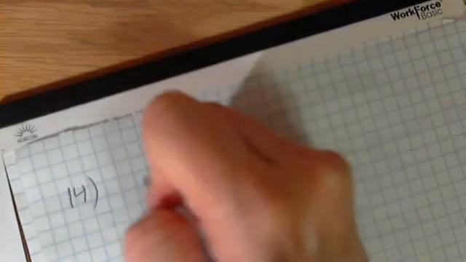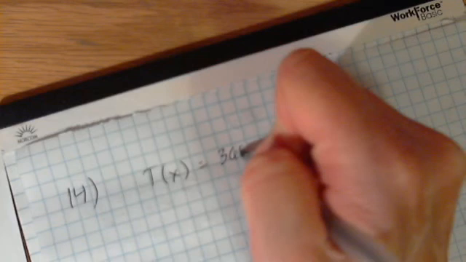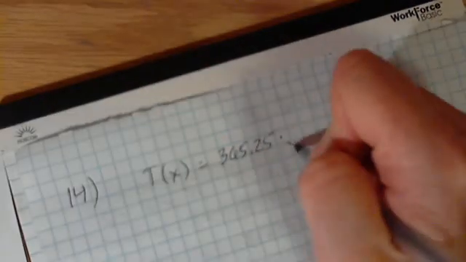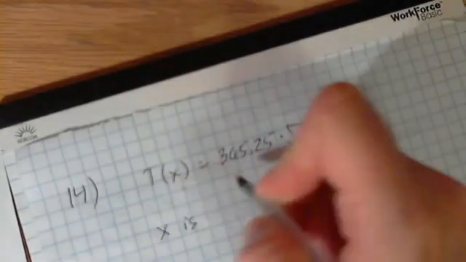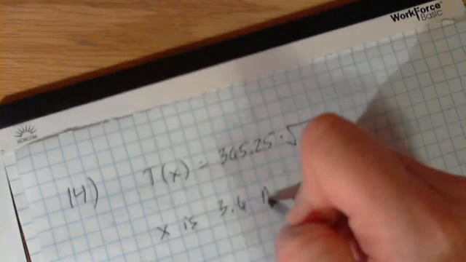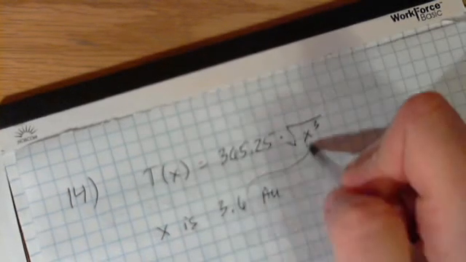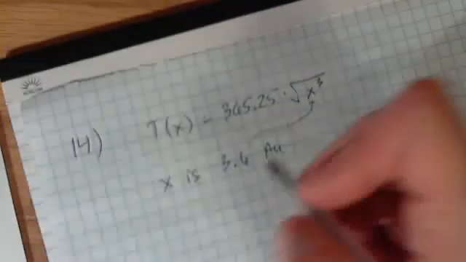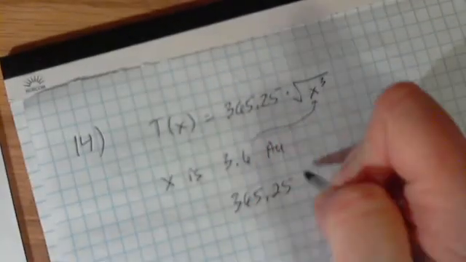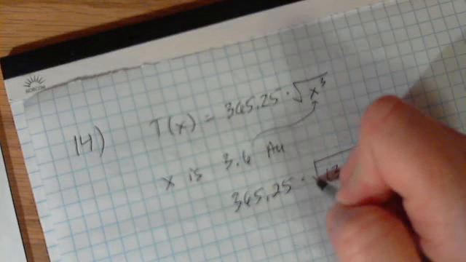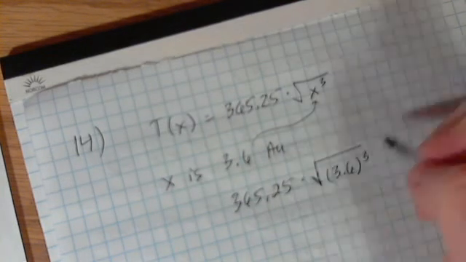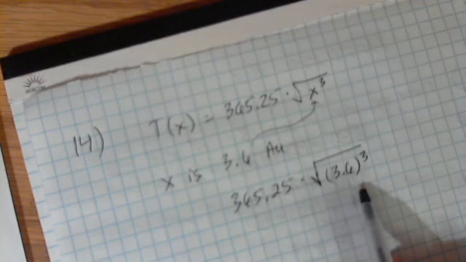Since it's hard to see from your vantage point, I'm going to rewrite it on my graph paper. So again, this is problem 14. Here's our function, T of x equals 365.25 times the square root of x cubed. And we know that x is 3.6 AUs, and that's what I'm going to put in right here. And this is really just a calculator problem. 365.25 times the square root of, we are putting 3.6 in for x, and calculating. So now you can enter this into your calculator exactly as you see it.